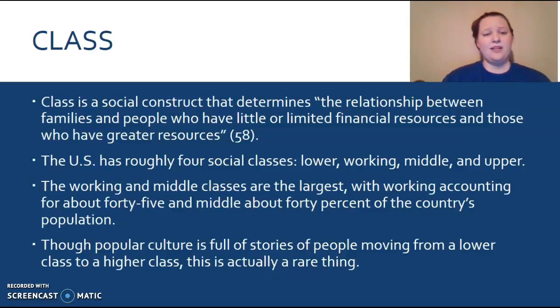So, what exactly is class? Class is a social construct that determines the relationship between families and people who have little or limited financial resources and those who have greater resources. The U.S. has roughly 4 social classes: lower, working, middle, and upper. All of this can vary depending on what source you go to.